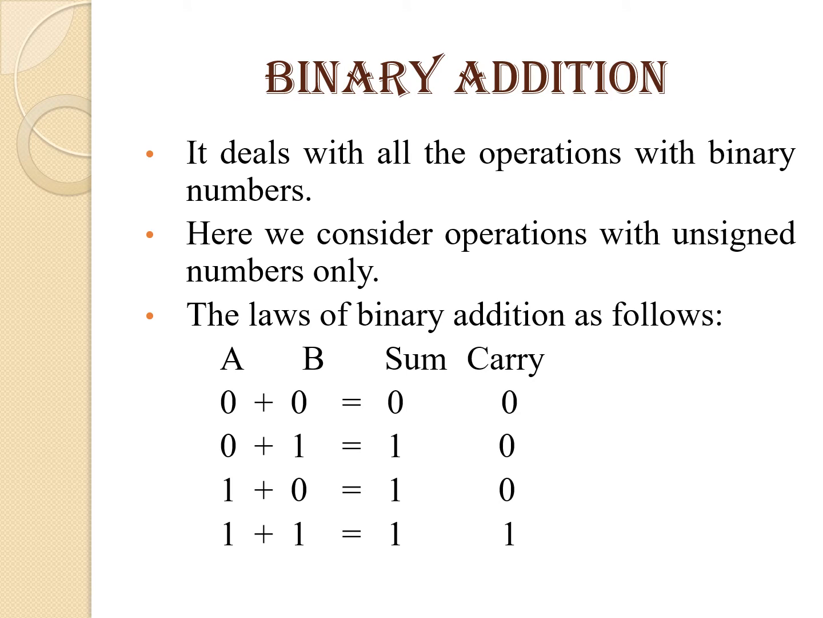Binary addition. It deals with all the operations with binary numbers. Here we consider operations with unsigned numbers only. The laws of binary addition are as follows. Suppose we have two numbers a and b, it will generate sum and carry. So 0 plus 0, sum will be 0, carry will be 0. 0 plus 1, sum will be 1, carry will be 0. 1 plus 0, sum will be 1 and carry will be 0. And the last combination, that is 1 plus 1, sum will be 0 and carry will be 1.